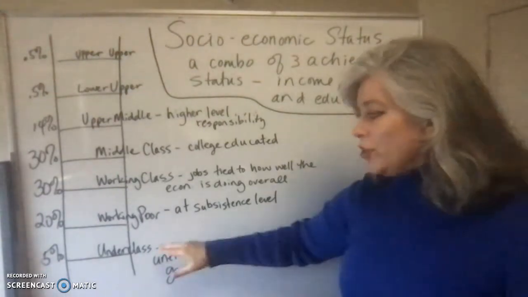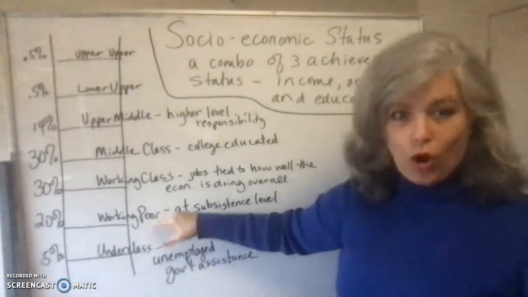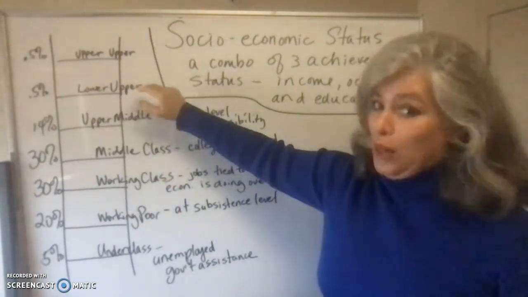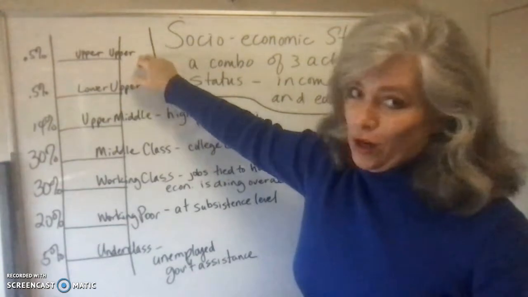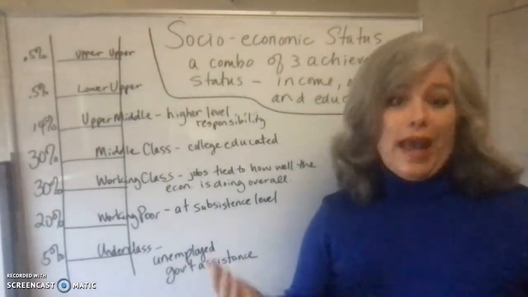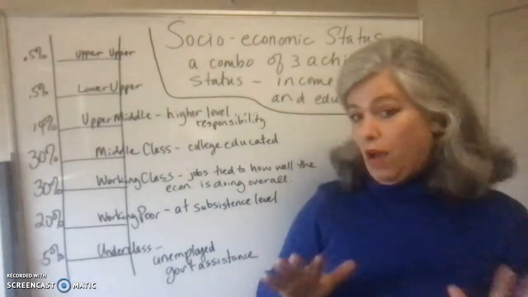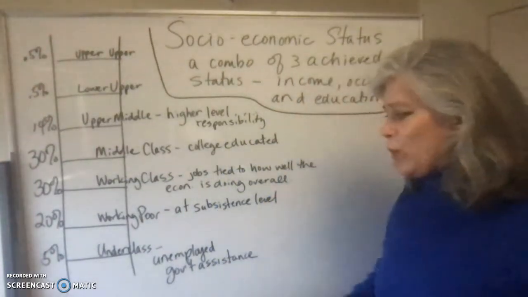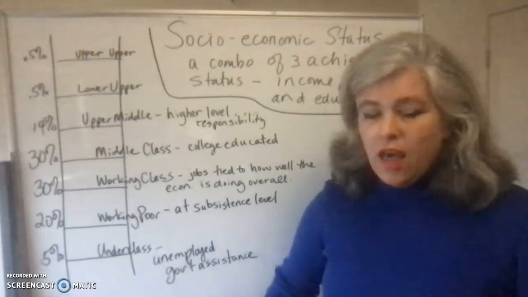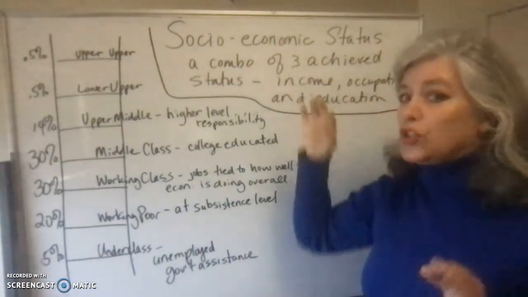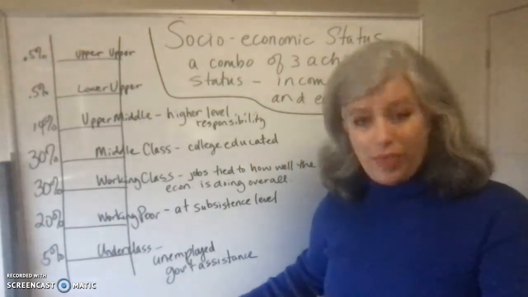So, underclass, working poor, working class, middle class, upper middle class, lower upper class, and upper upper class. These are the names that are assigned to these different rungs of the ladder. Now let's start with the underclass. The underclass has a particular social and economic description that goes with it.